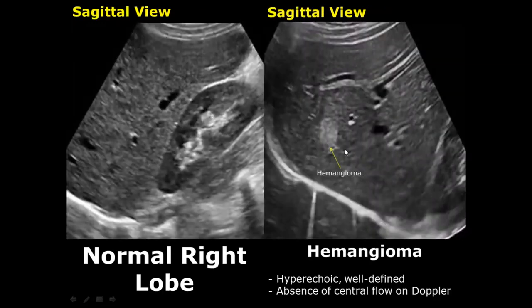Here is a sagittal view of the liver showing a hemangioma right here, and when we apply Doppler, it will not have any central flow.